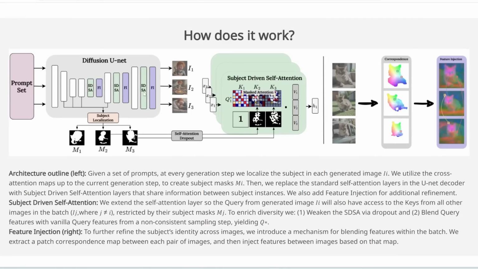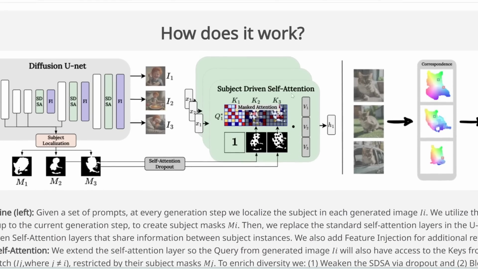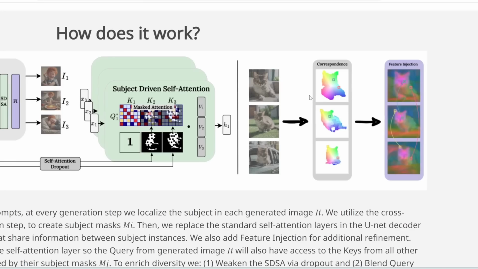So here's how it works. It's based on a diffusion model architecture, but there are two additional components to this. The first one is this subject-driven self-attention stage, which basically allows the model to share information between subject instances, and this provides consistency across all images in the storyboard. The second component is this feature injection stage, and this refines the subject across the sequence of images by blending features between images based on these correspondence maps. In simple terms, basically both these components are added to improve the character consistency across the storyboard.